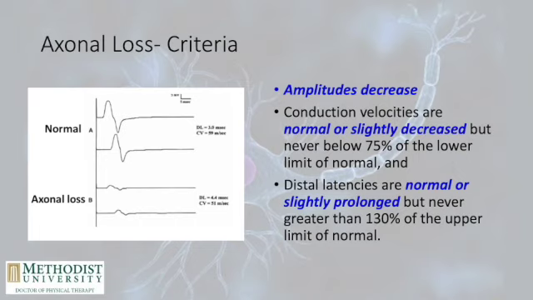Okay, so how much axonal loss is too much axonal loss? When we're looking at normal versus abnormal, obviously the amplitude is going to decrease. We're going to have a very flat line, or a flatter line. So below 75% of normal is abnormal. Distal latencies are normal or slightly prolonged, but never greater than 130% of the upper limit of normal. So in other words, above 130% is abnormal. Below 75% is abnormal.